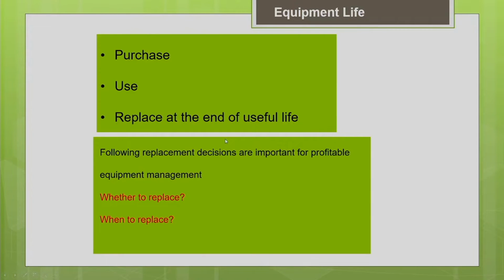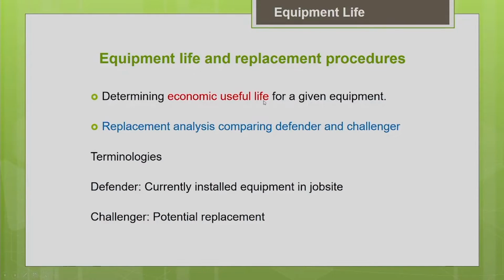To make this replacement decision, we need some knowledge on how to estimate the economic useful life of the machine. So what is this economic useful life? I will be discussing it in more detail in the upcoming slides. Basically, economic useful life is a time period during which the cost associated with the machine is minimum, the cumulative total cost associated with the machine is minimum.